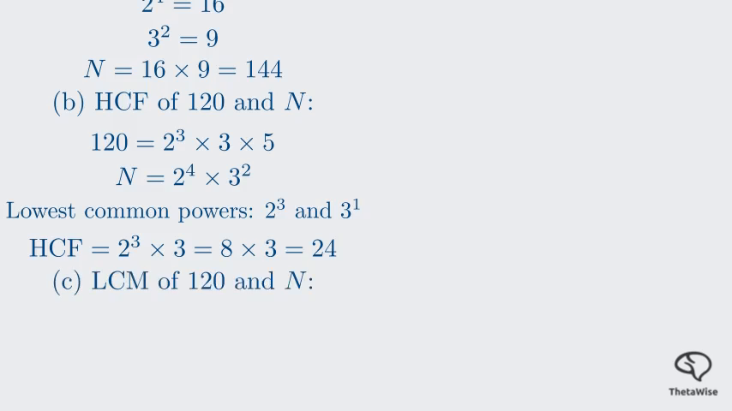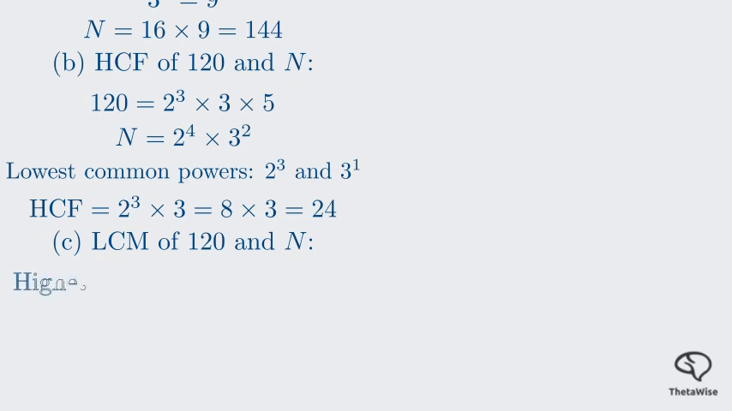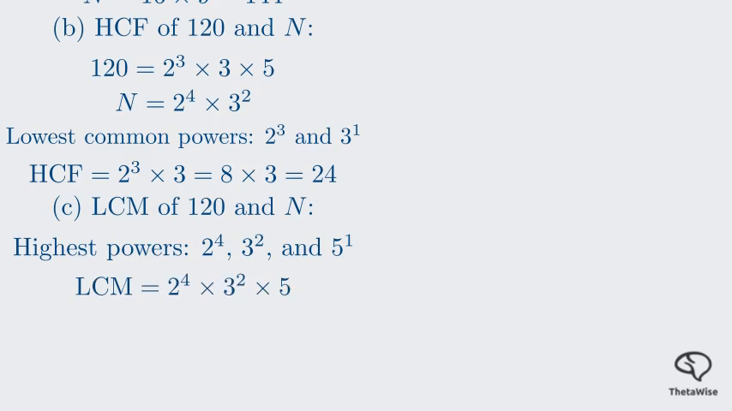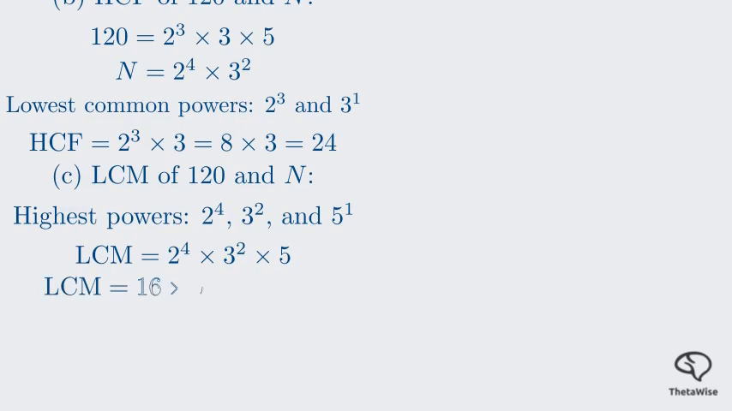In Part C, the lowest common multiple takes the highest power of every prime factor present in either number. For 2, the highest power is 2 to the power of 4. For 3, the highest power is 3 squared. For 5, the highest power is 5 to the power of 1. LCM equals 2 to the power of 4 times 3 squared times 5. LCM equals 16 times 9 times 5, which is 720.